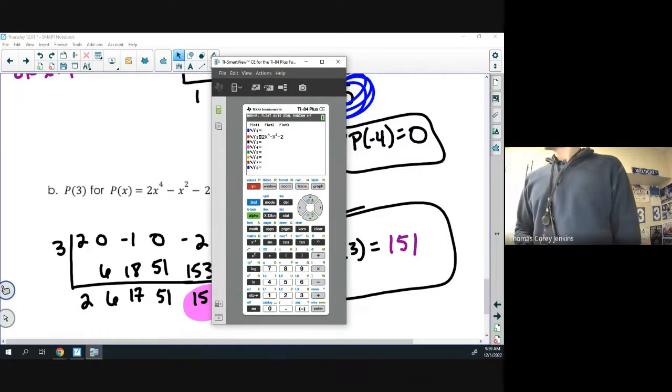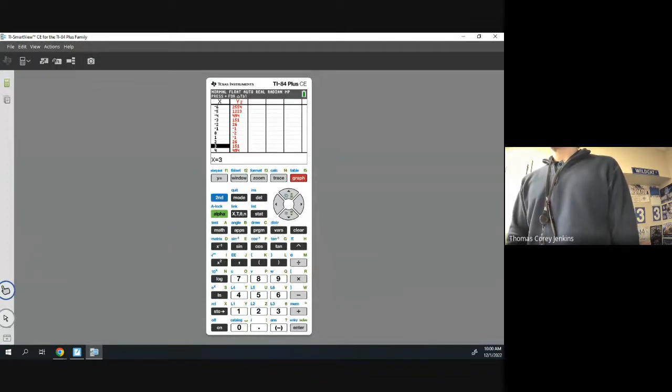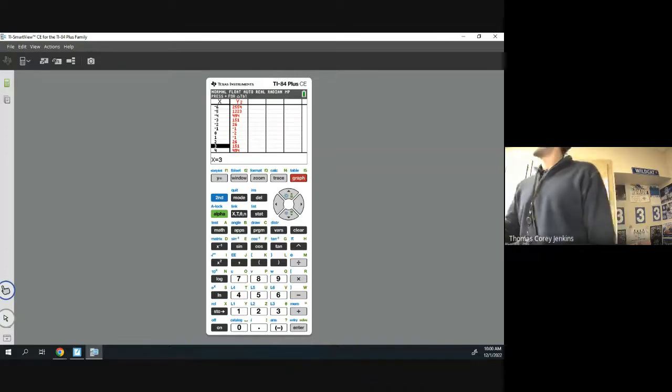if I type that function out in my calculator, 2x to the 4th minus 1x squared minus 2, and then I go to a table, watch what I find when I go to where x equals 3. Right? Where x equals 3, y equals 151. So that's kind of what that remainder tells us, the value of the function at that x point. Okay? But anyways, there you go.